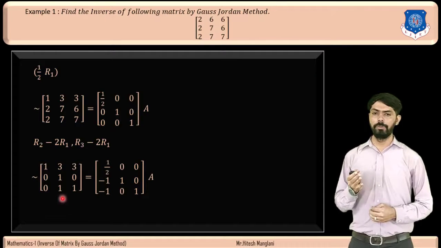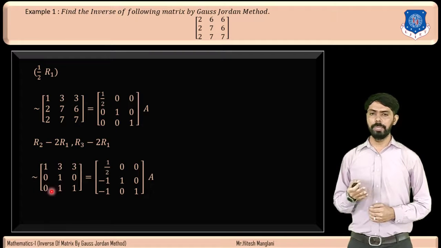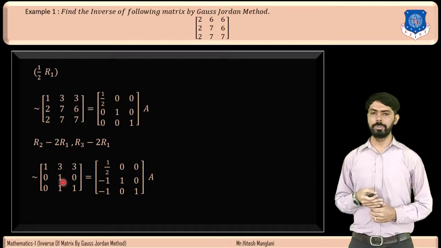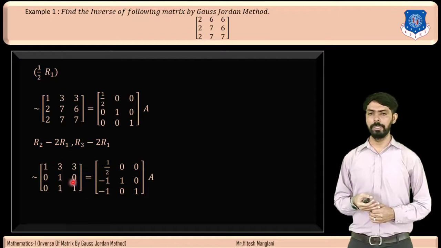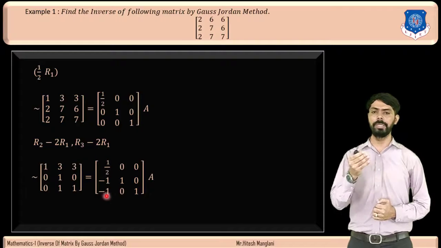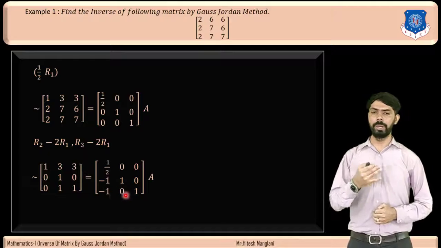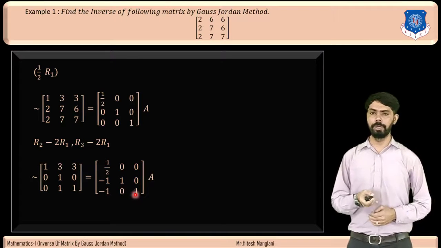So here, if we apply R3 minus R2, then row 3 will be 0 minus 0, so it will be 0. Then 1 minus 1, so it will be 0. Then 1 minus 0, so it will be 1. Same way, on the right hand side, minus 1 minus minus 1, so minus 1 plus 1, so it will be 0. Then 0 minus 1, so it will be minus 1. Then 1 minus 0, so it will be 1.